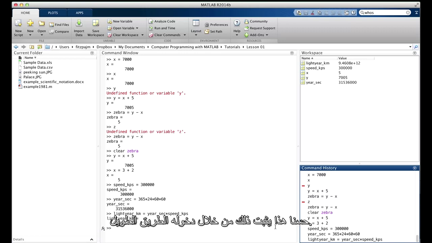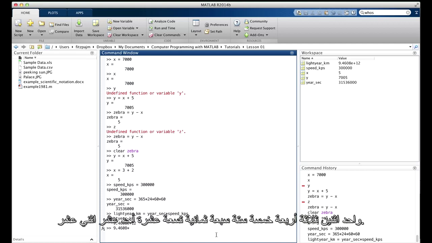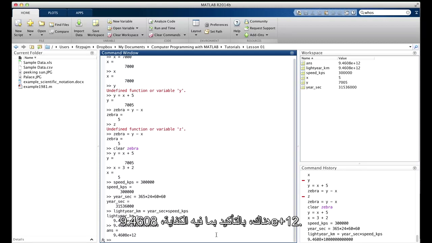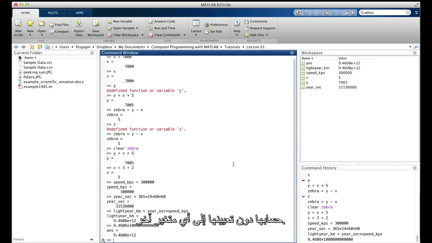Let's prove that by entering it the long way. So let's see here. 9.4608 times, see, a trillion is a 1 with 12 zeros. So 1, 2, 3, 4, 5, 6, 7, 8, 9, 10, 11, 12. There, sure enough, 9.4608e+12. Oh, and by the way, ans means answer. It's the variable that MATLAB creates to hold values that are typed in or calculated without being assigned to any other variable. And we can see it over here in the workspace. It's first because it starts with an A.